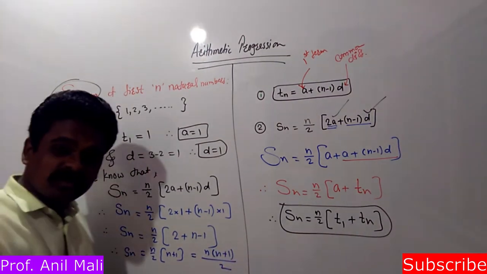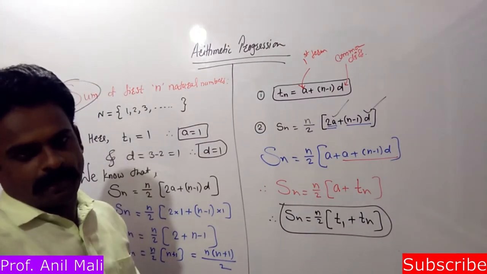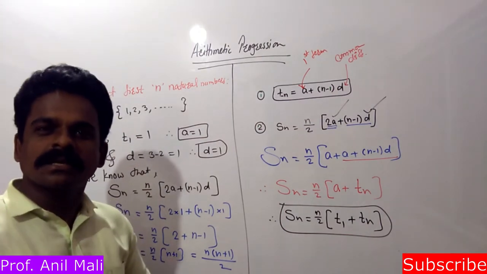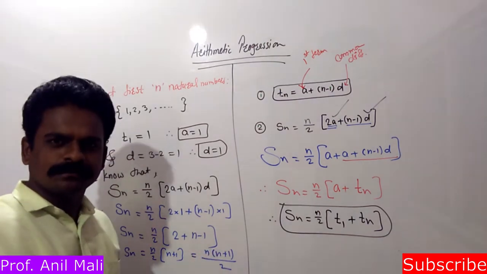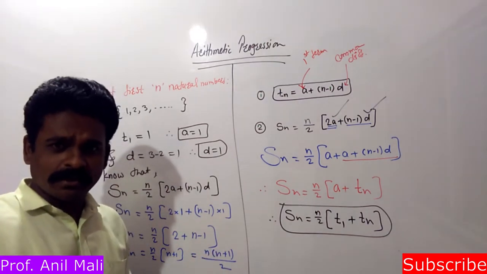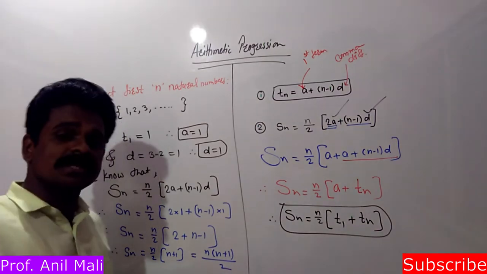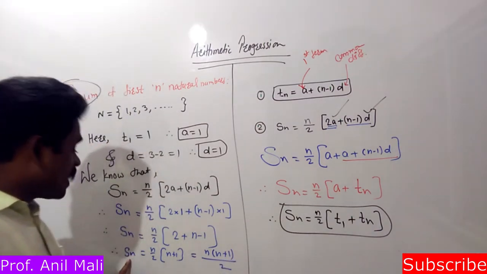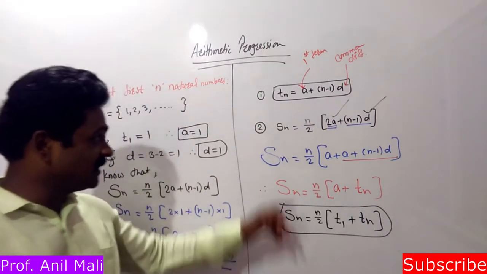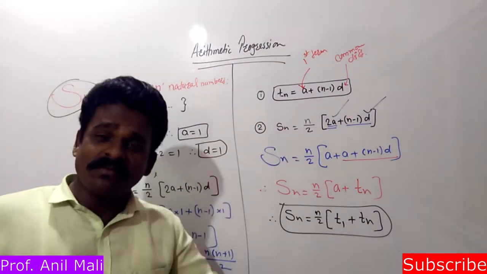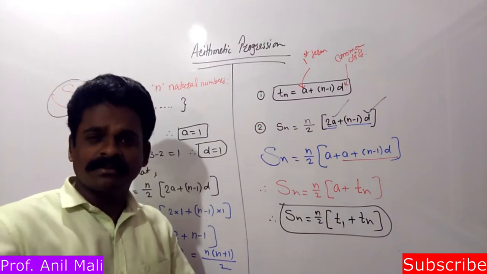So the sum of first n natural numbers is given by the formula n into n plus 1 divided by 2. This is the formula for finding the sum of first n natural numbers. And the earlier formula is for what? The sum of first n terms which are in arithmetic progression.